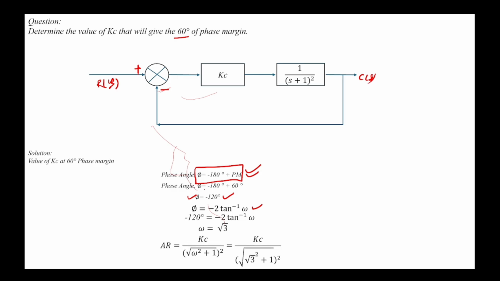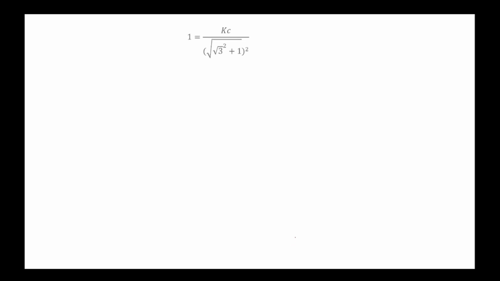Now, amplitude ratio is this. I have calculated the amplitude ratio. At omega equal to omega crossover, amplitude ratio becomes 1. So I have put the value of 1 and omega equal to omega crossover. So the value of Kc will be 4.